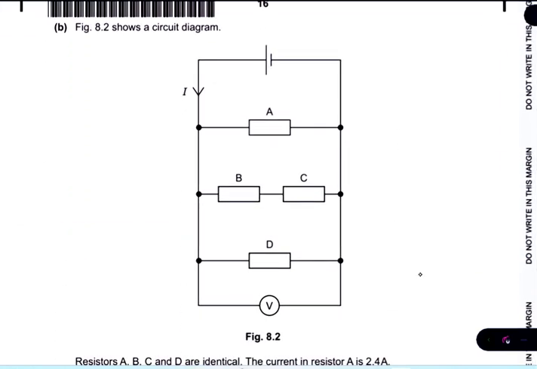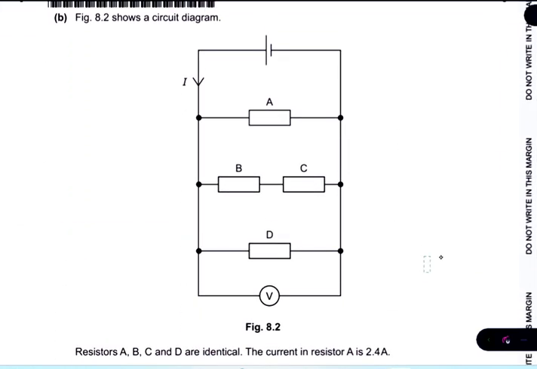Alright, we'll switch on to something else. Fig 8.2 shows a circuit diagram. Resistors A, B, C, and D are identical. This is very key to capture. The current in resistor A is 2.4 amps. So if we have 2.4 amps coming through this one, it means we also have probably 2.4 amps passing through this one.